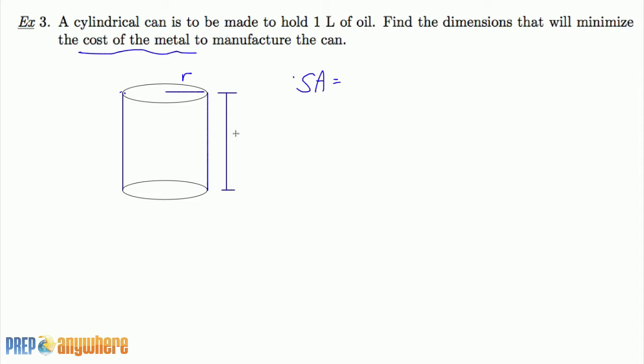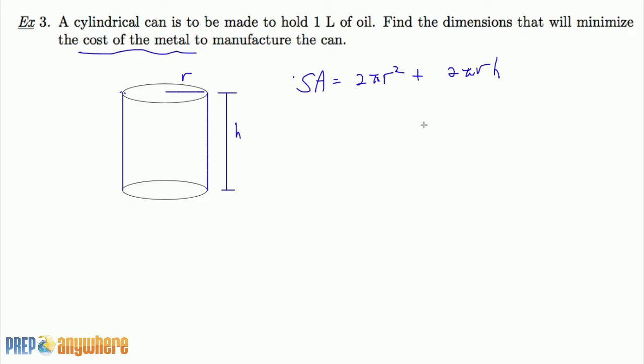So surface area, let's just label it typically as we know from before. It's dependent on r and h. Right now we know it's 2 pi r squared for the top and bottom, plus the circumference, which is 2 pi r, times the height h, which gives you the side of the can. Okay, so that's one equation that we know, and that's what we're trying to optimize. What else do we know?